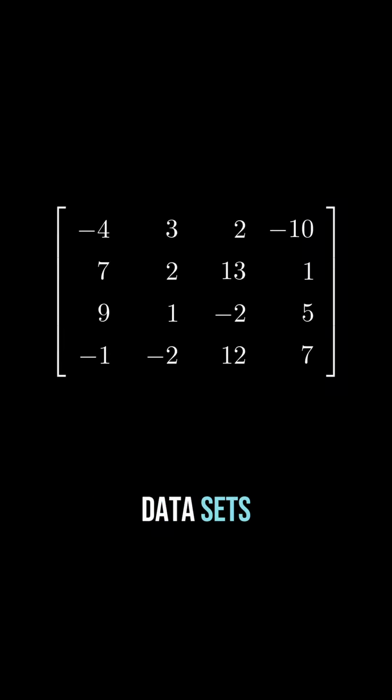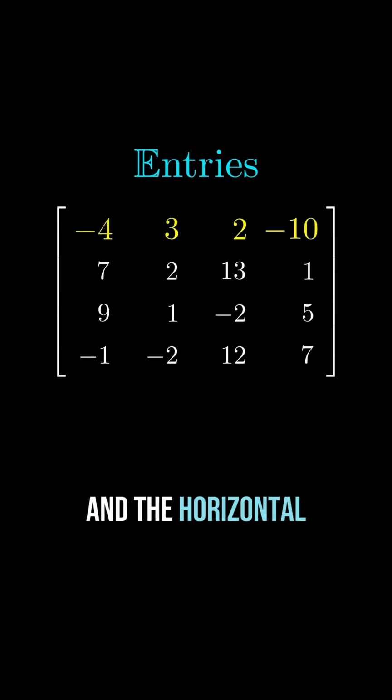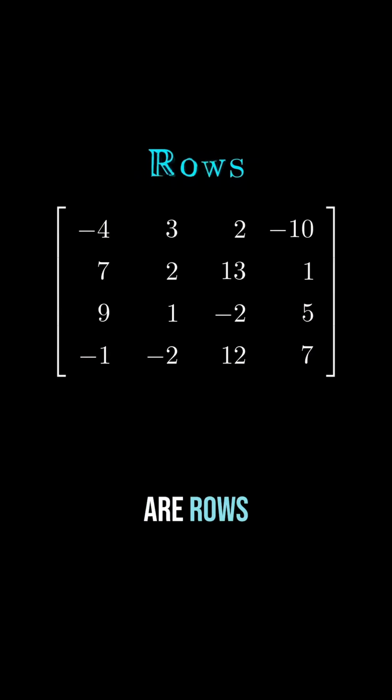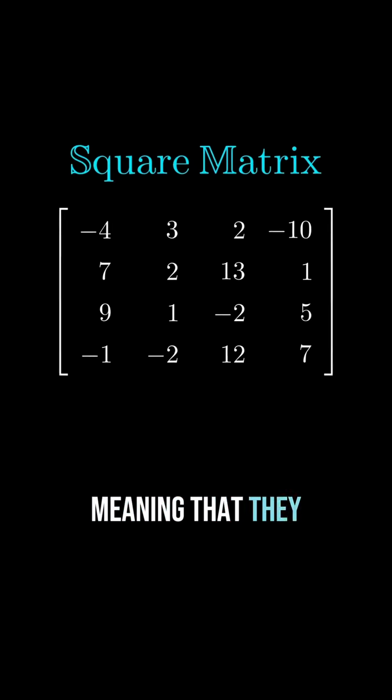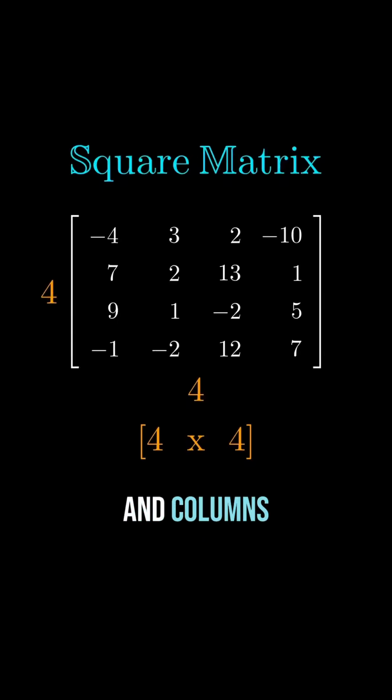organize large data sets. Each number inside the matrix is called an entry, and the horizontal lines of entries are rows, while the vertical lines are columns. This matrix is an example of a square matrix, meaning that it has the same number of rows and columns, and in this case, it's a 4x4.